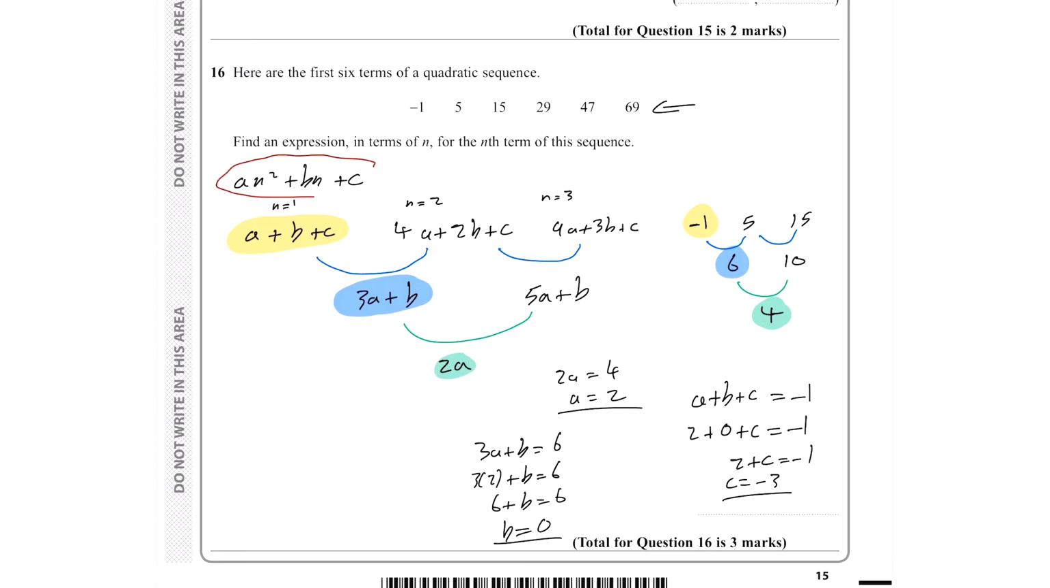So we have now worked out a, b, and c, and now we can sub it all into this equation up here. So that now becomes, if I just write that down here, a is 2, so that's 2n squared, b is 0, so we can ignore that, and c is -3, and that is your answer, 2n squared -3. Again, I've gone into detail on this, but hopefully you can see with the colors where everything's coming from and why we did it the way we did it.